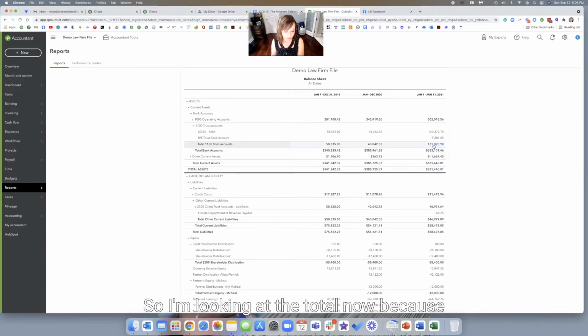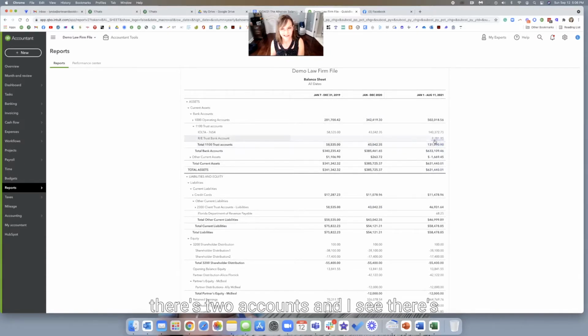So I'm looking at the total now, because there's two accounts. And I see there's something funky going on here with the negative, right? There's no way their bank account is negative. They'd be in some serious trust trouble. So I know there's a problem here, but 131,090. And then I come over here and it's 46. So I've got a significant problem. So now I know I'm dealing with 2021.